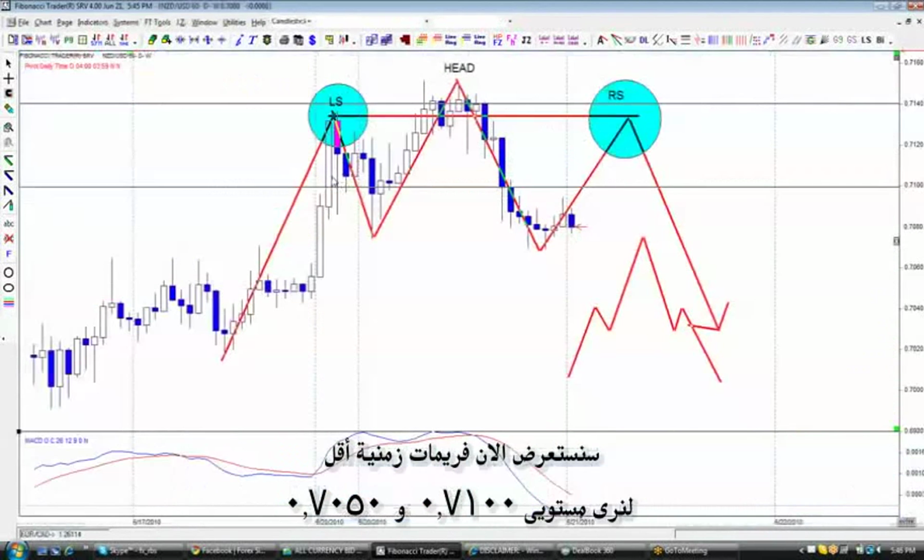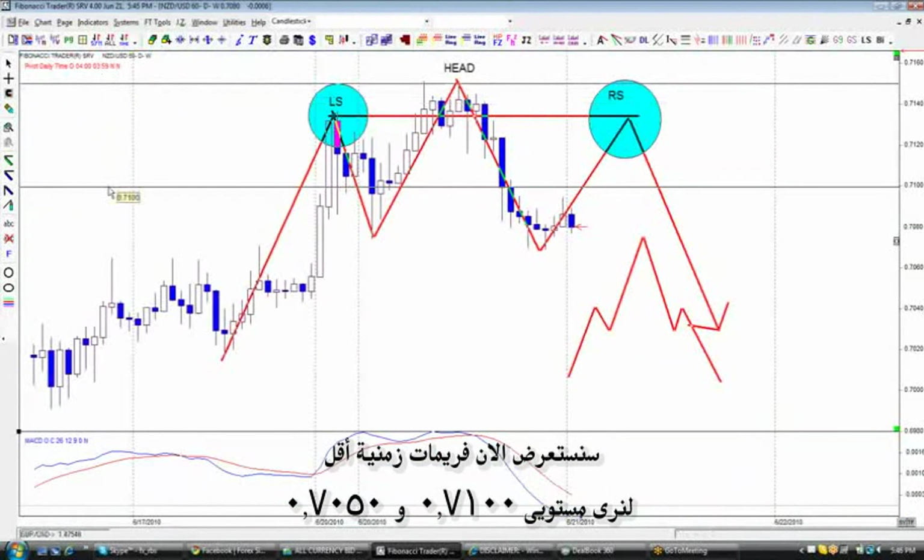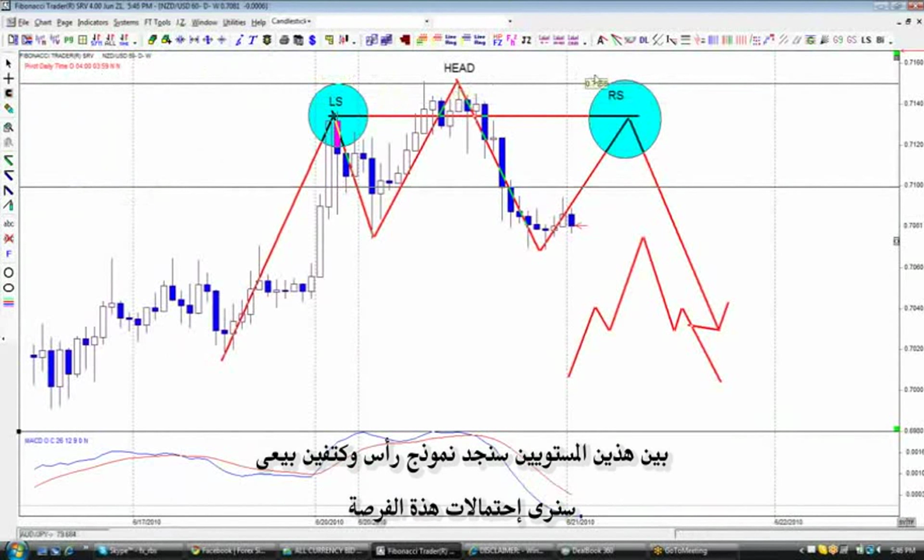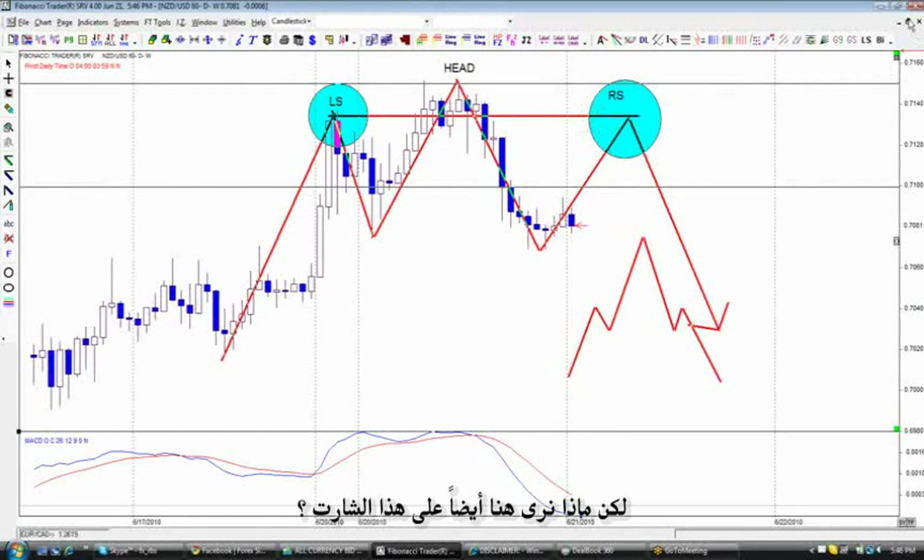I will go to the lower time frame. We find 7150, 7100. Between 7100 and 7150, we find this bearish head and shoulders. Now, this is a high probability trade. But what else do I see here in this chart?